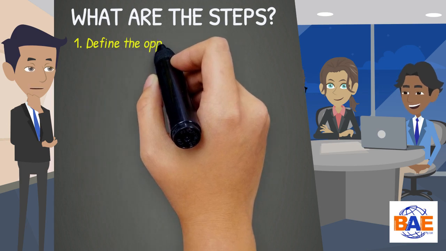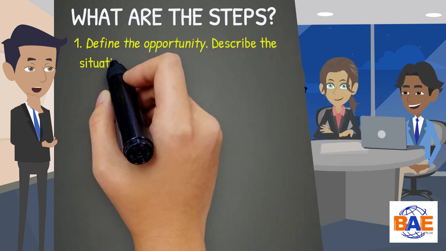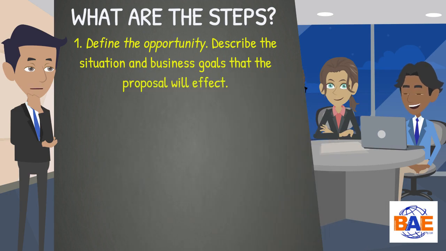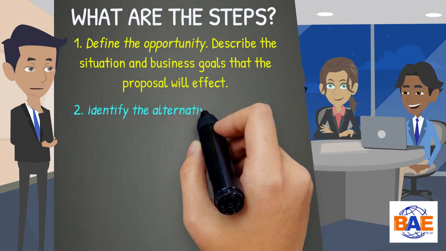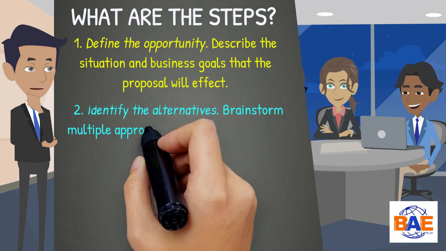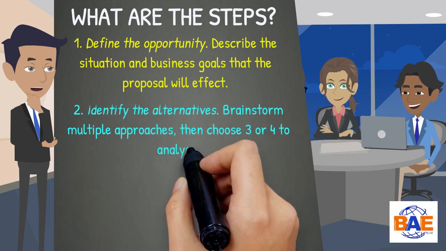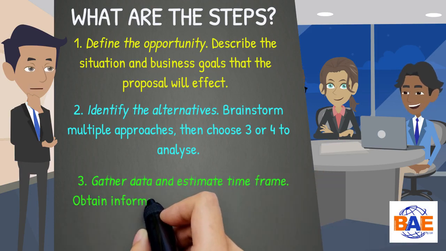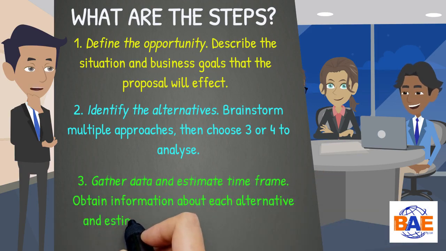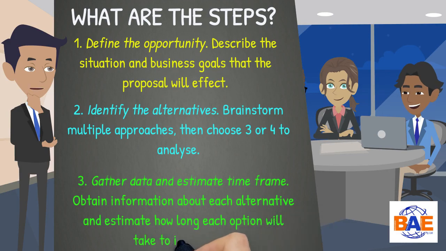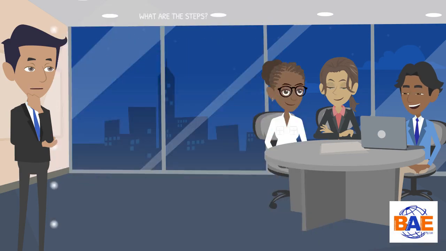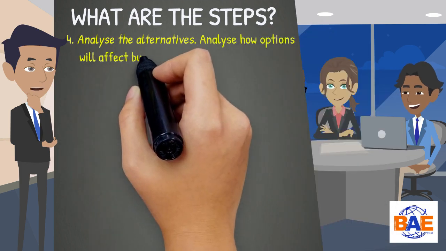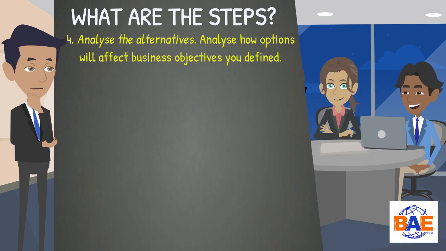1. Define the opportunity. During this stage, you describe the situation and the business goals that your proposal or initiative will affect. 2. Identify the alternatives. Brainstorm multiple approaches and then choose 3 or 4 to analyze. 3. Gather data and estimate time frame. Obtain information about each alternative and estimate how long each option will take to implement. 4. Analyze the alternatives. Analyze how your options will affect the business objectives you've defined.